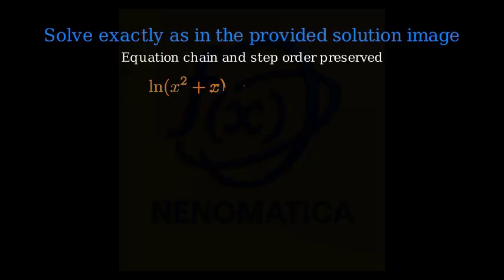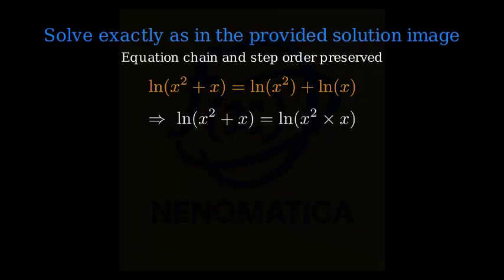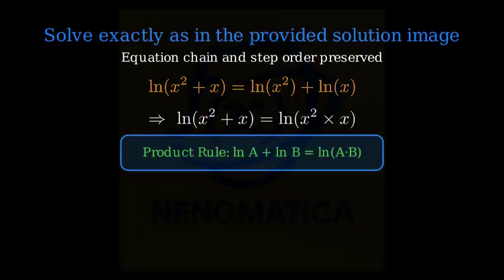We will reproduce the solution step by step, exactly in the same order and structure as the algorithm shown in the image. Step 1. Start with the given equality. Log base e of quantity x squared plus x equals log base e of x squared plus log base e of x. Step 2. Combine the two logarithms on the right using the product rule. That gives log of x squared times x. Step 3. Simplify x squared times x to x cubed. So we have log of x squared plus x equals log of x cubed.